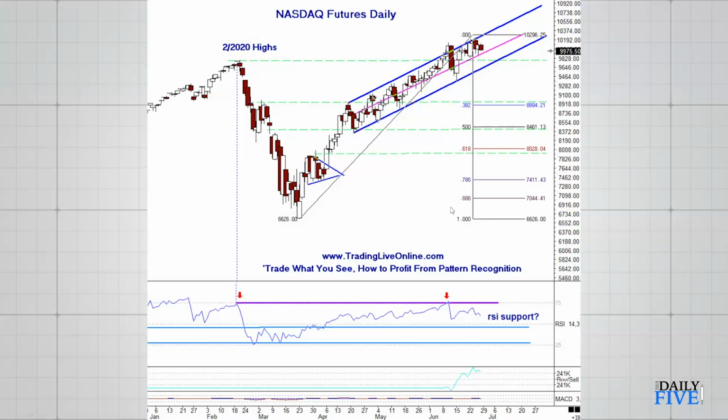The RSI on the Nasdaq Futures is also showing divergence here. These blue lines are where the RSI showed a lot of strength, so I'm thinking that the RSI is going to be coming back down and retesting these areas. On the futures, the on-balance volume does appear to be turning down as well.